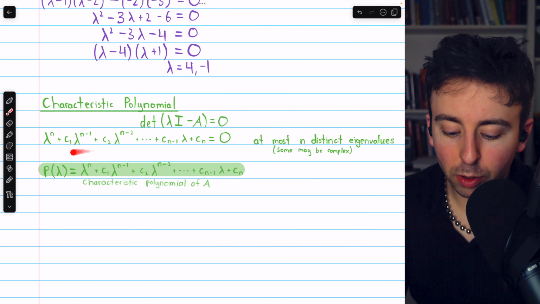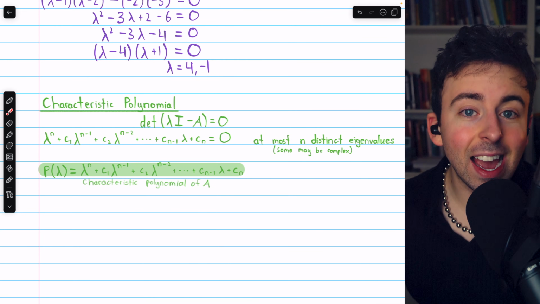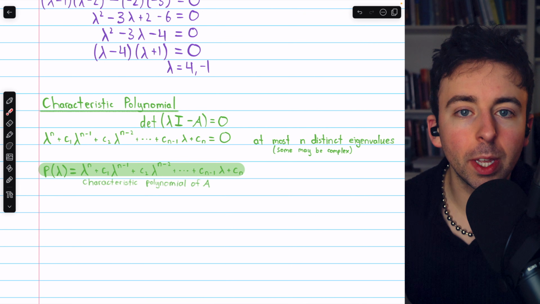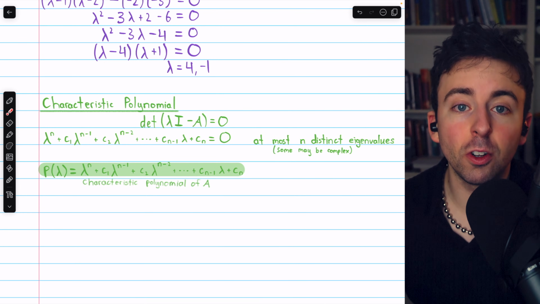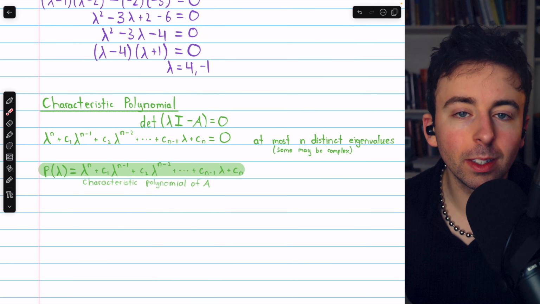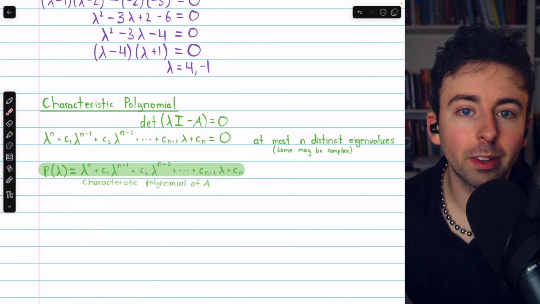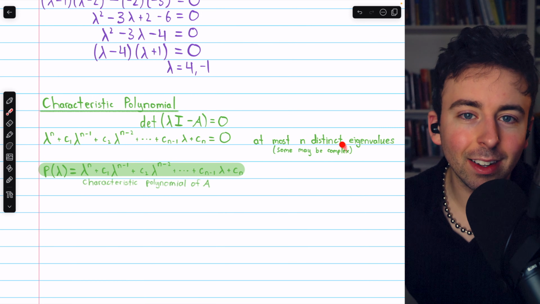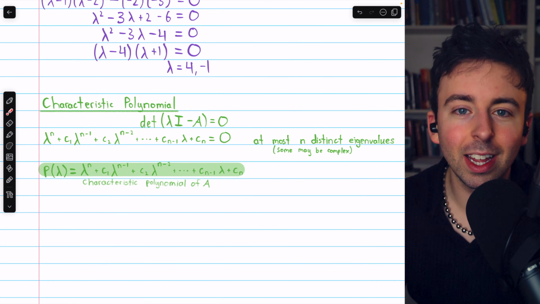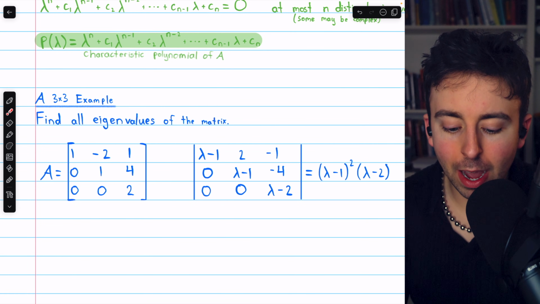So there is our characteristic polynomial of the n by n matrix A, and of course, since the eigenvalues are the roots of the polynomial, we know that there are at most n distinct eigenvalues, because a degree n polynomial has at most n distinct roots. Now, it's possible that some of those eigenvalues are complex. For now, we'll mostly keep it real, but we will finish this video with a quick complex example because it's pretty interesting. All right, let's go ahead and do a 3x3 example.